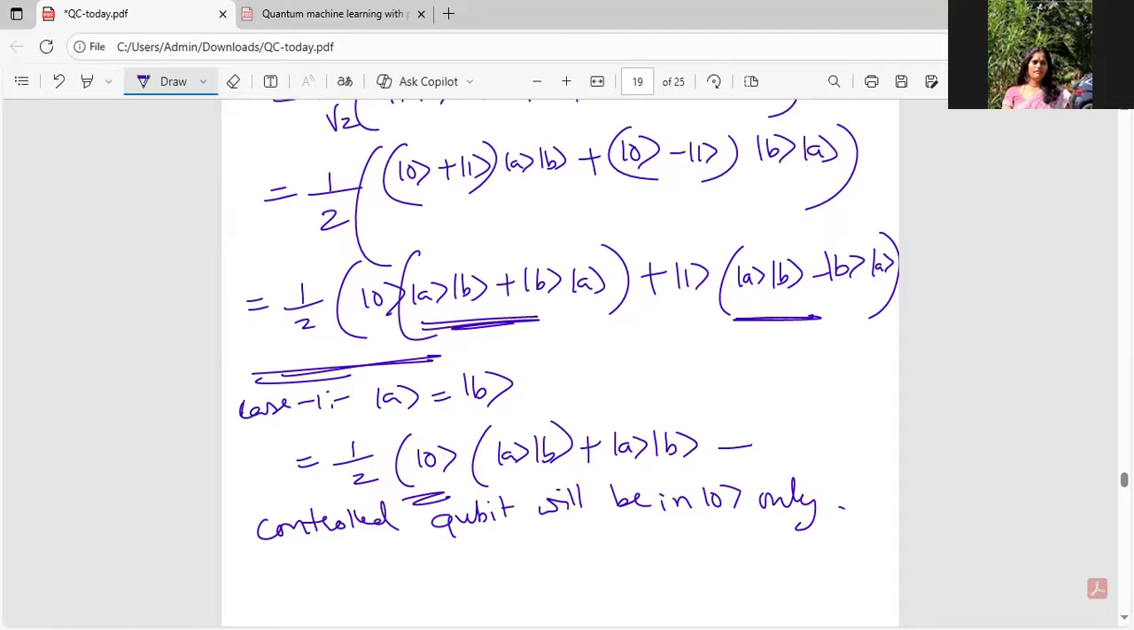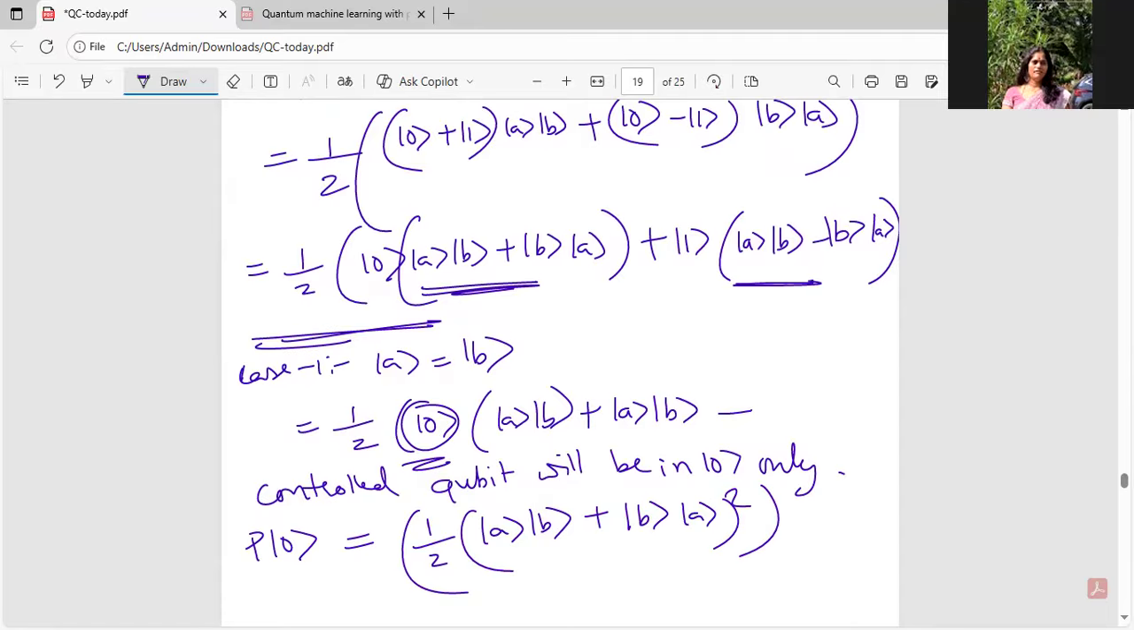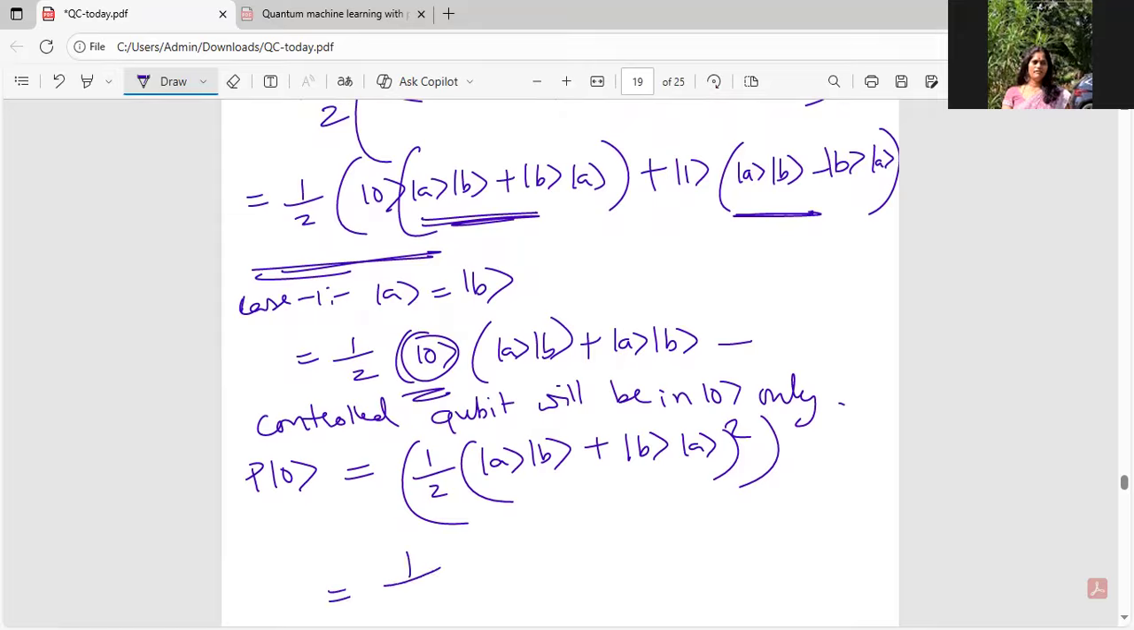What is the probability of ket 0? If I start estimating, I know the probability would be the coefficient whole squared, right? What's the coefficient of ket 0? That whole squared I will take. That is 1 by 2 (ket A, ket B), of course twice it is. It is twice. So what happens is, I write like this only, whole square.